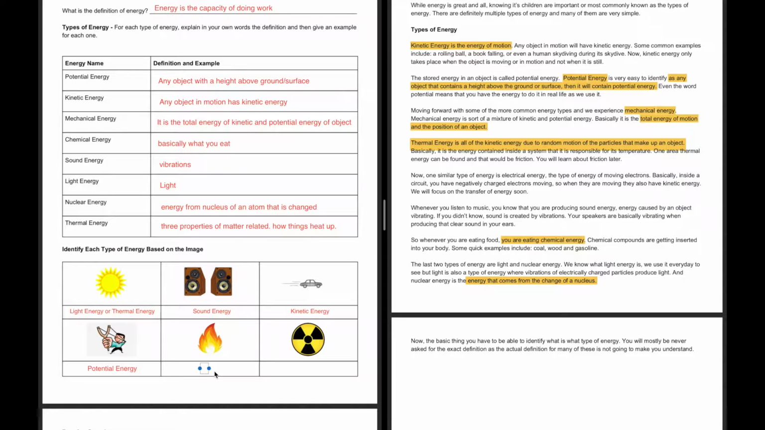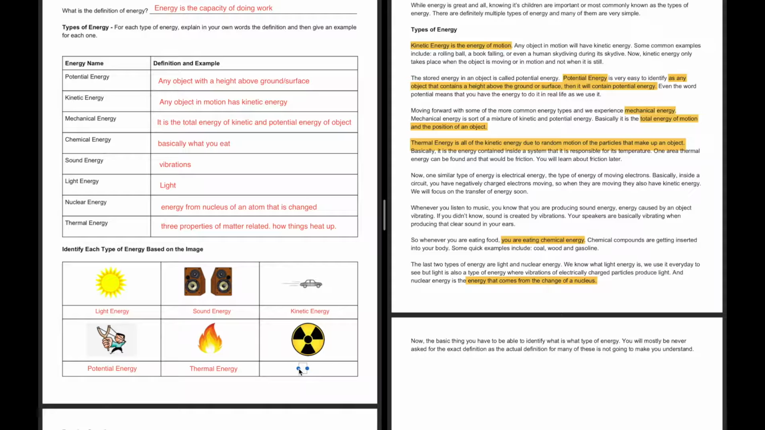Alright, this is thermal energy because of the fire. I did not write this in the directions, but you cannot use more than one, apparently. So this is light energy.